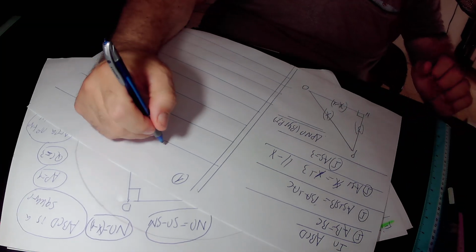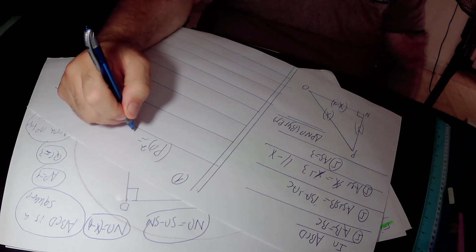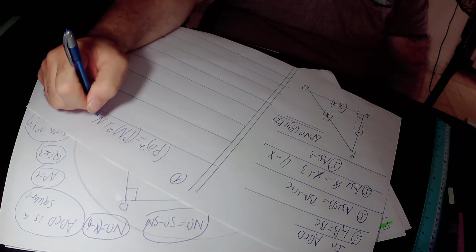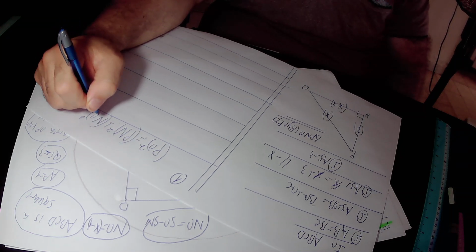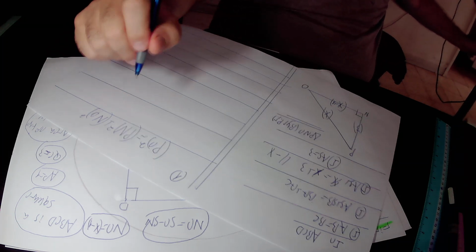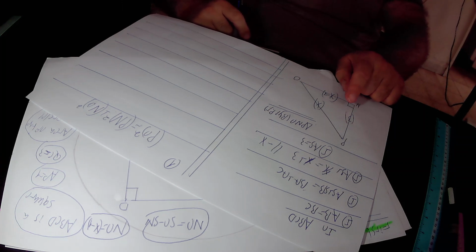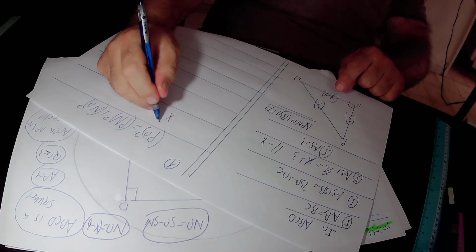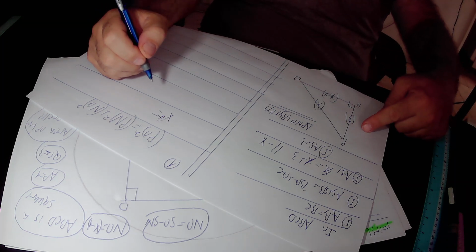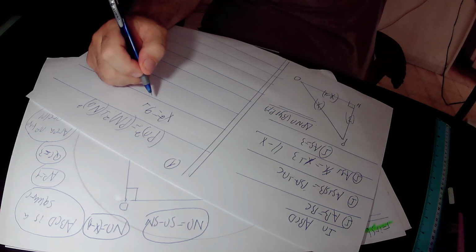So PO squared, that is the square of the hypotenuse, equals PN squared plus NO squared. The hypotenuse PO equals x units in length, therefore PO squared is x squared, and it is equal to PN squared. PN is 3, therefore PN squared is 3 squared, that is 9, plus NO squared.